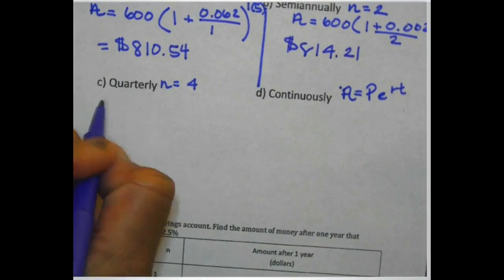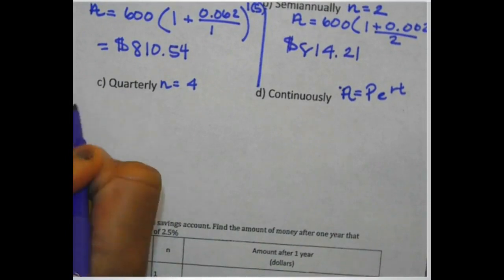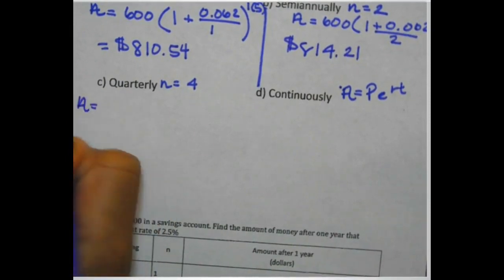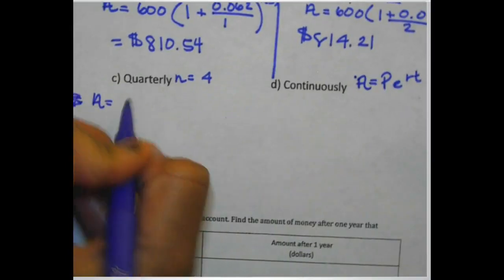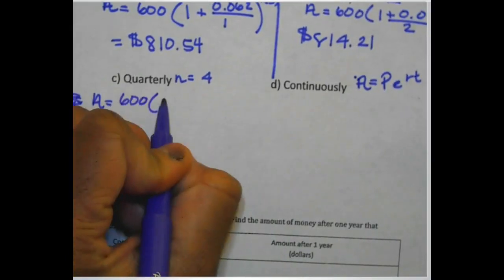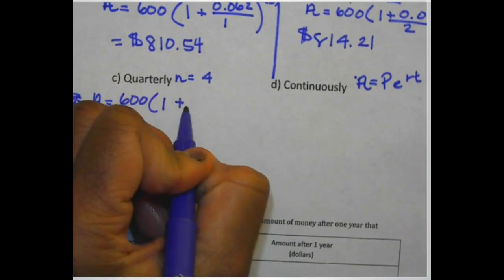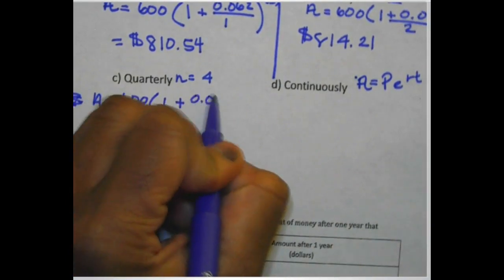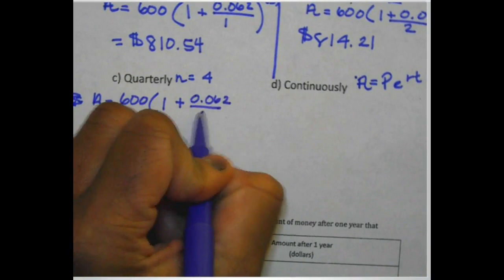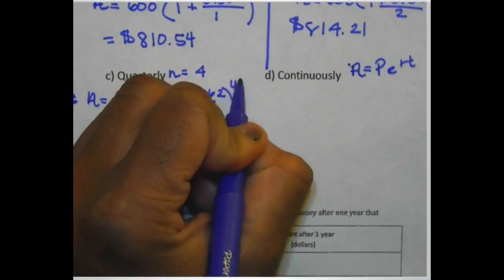Okay, and then the same thing, it gets kind of redundant after a while, but this one, A is equal to, I like the letter A apparently, A is equal to 600 times (1 plus 0.062 over 4), and then nt is 4 times 5. And then you enter that into your calculator.